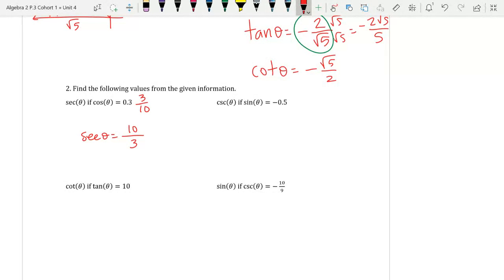Cosecant, if the sine is negative 0.5. Negative 0.5 is negative 1/2. So the cosecant of theta is negative 2 over 1, or just negative 2. Cotangent, if the tangent is 10, well, that tells us the cotangent is 1 over 10. And sine, if the cosecant is negative 10 over 9, which tells us the sine is also negative, but this time 9 over 10. Just flip the fraction. If you just know which ones match up, you know which ones you can flip, and you're good to go.